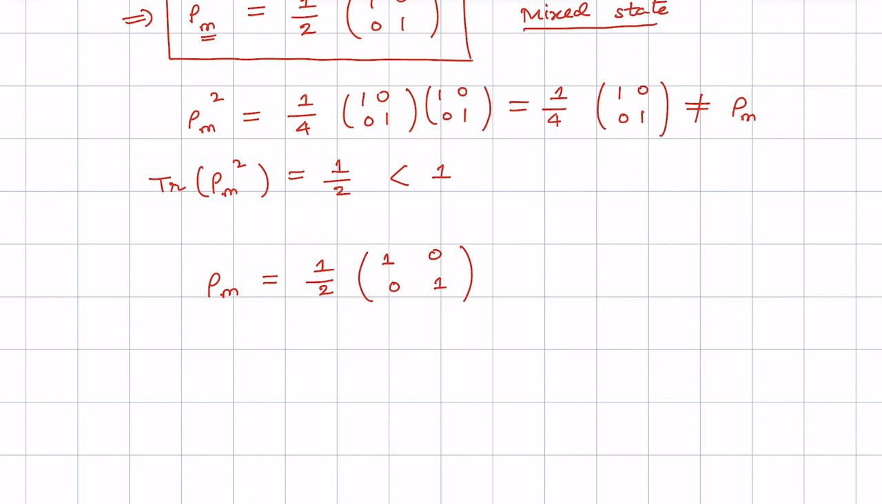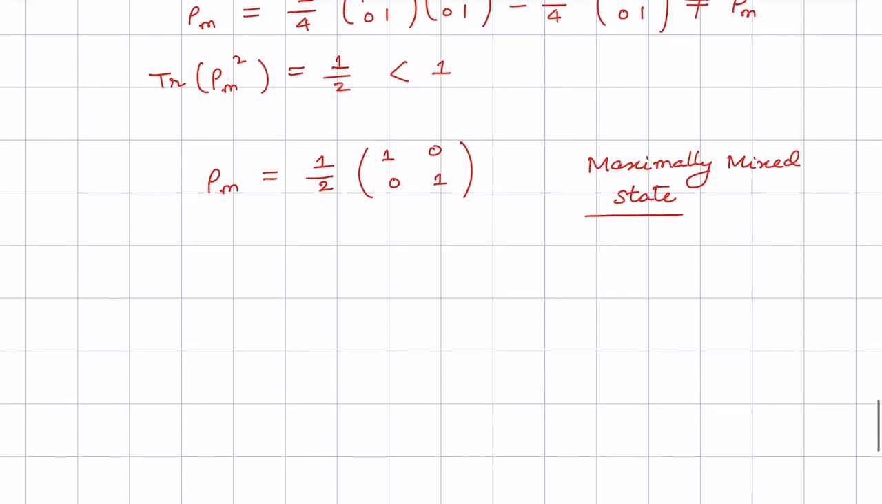So this kind of state is called a maximally mixed state. The definition of a maximally mixed state is that the off diagonal elements are zero, and all the diagonal elements are of equal value. For example, here the diagonal elements are one half and one half.